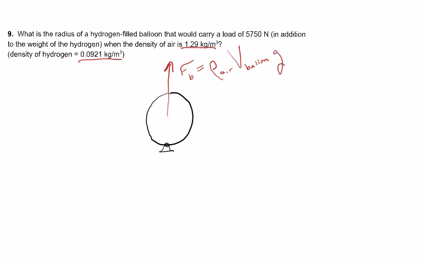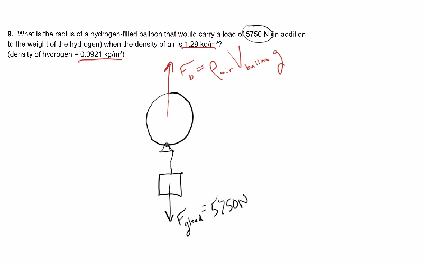What else do we have? Well, they mentioned that there is some kind of load on this thing. I'll just say it's some object. So it's going to have a downward force that's just equal to the weight of the load. We don't have to calculate that. That is this number, the 5,750 newtons. Don't break it down into mg's or rho vg's or anything like that. The other thing is the balloon also has weight itself. And we're just going to say it's the weight of the hydrogen.